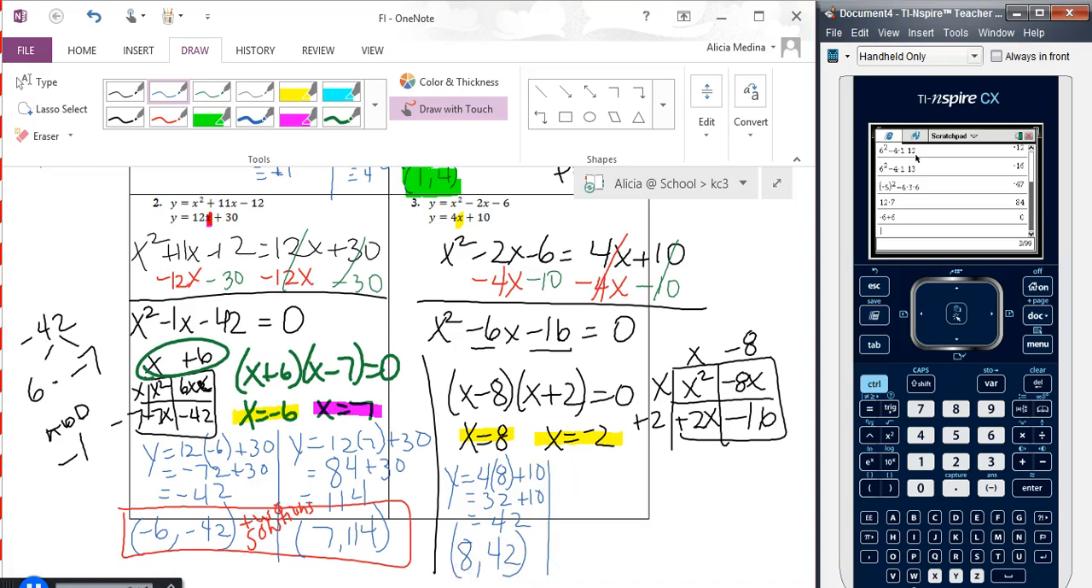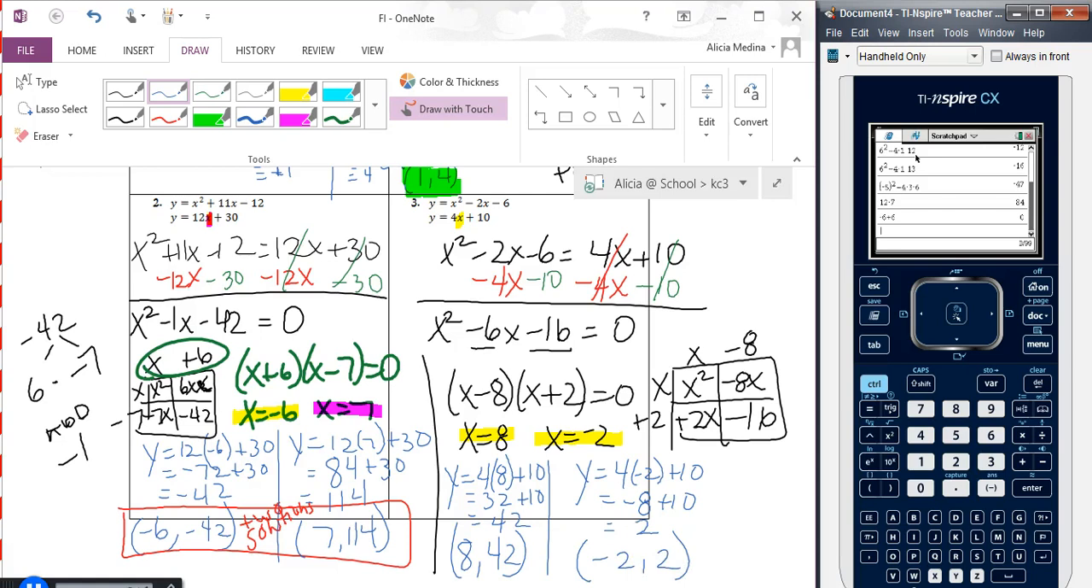And then the other equation, to figure out my y, I'm going to use the same one. So 4 times negative 2 plus 10. 4 times negative 2 is a negative 8 plus 10. This is going to be a positive 2. So therefore, my ordered pair is negative 2, 2. Those are my two solutions of where these two graphs intersect.